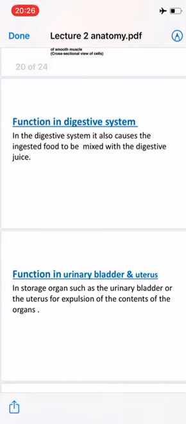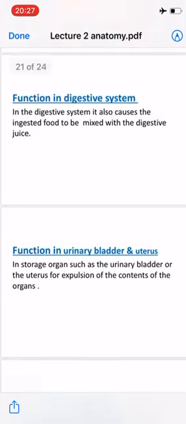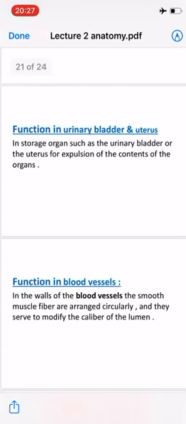Regarding the function in the digestive system, it also causes ingested food to be mixed with the digestive juice. فبالجهاز الهضمي تعمل هذه العضلات الملساء لتساعد على مزج الطعام مع digestive juice مع العصارات الهضمية. Function in the urinary bladder and uterus and the storage organs: expulsion of the content of the organ. في المثانة and uterus اللي هو الرحم تساعد العضلات الملساء على طرح content of the organ، طرح المحتويات.